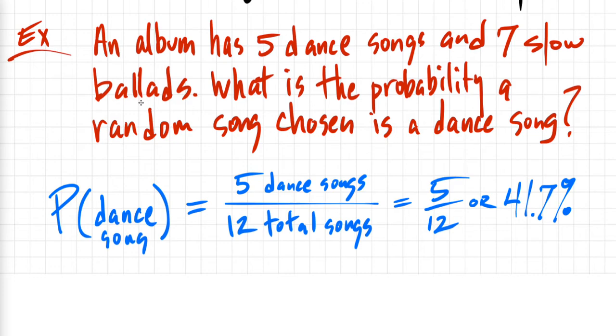So here's an example of probability. An album that has 5 dance songs and 7 slow ballads. Great album. What is the probability a random song is chosen? Because when you put it in your CD player... God, you guys don't really even use that. When you hit shuffle on your phone, it goes to a random song. So what is the chance that the next song is a dance song? Well, the desired outcomes are how many dance songs there are. There's 5, okay? Sample space is how many songs there are altogether, which would be 12. So you have a 5 out of 12 chance that the next song is a dance song.